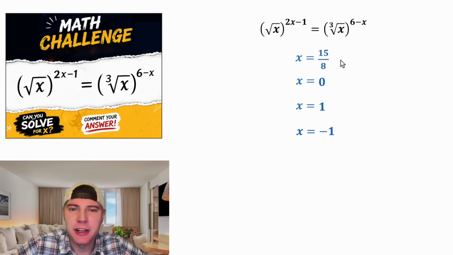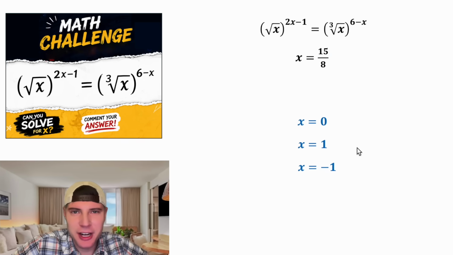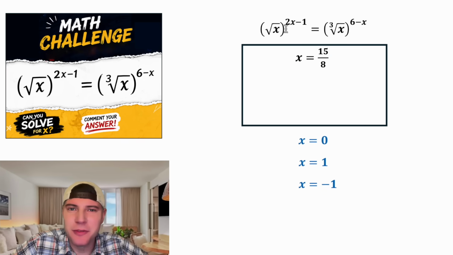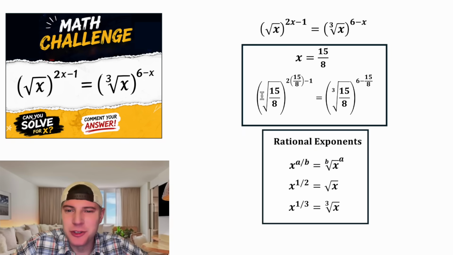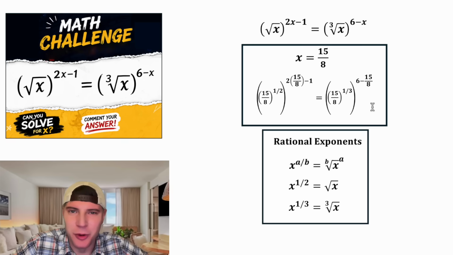So now we got to try out x equals 15/8, x equals 0, x equals 1, and x equals -1. First, let's try out 15/8. So in the place of all the x's, let's plug in 15/8. So then using these notes, we can rewrite the square root of 15/8 as 15/8 to the 1/2. And then for the cube root of 15/8, we can rewrite that as 15/8 to the 1/3 power.